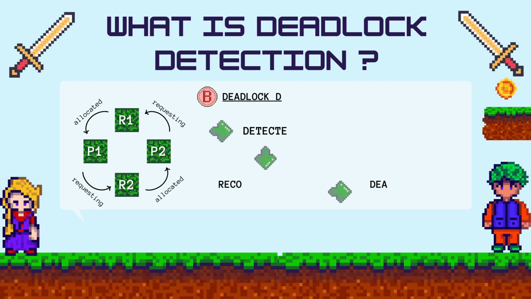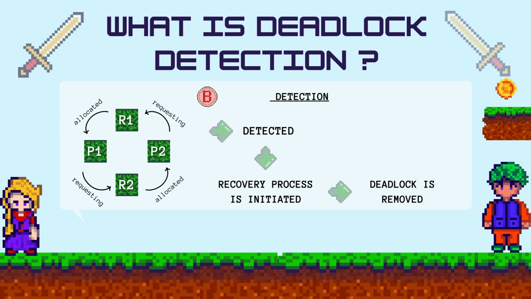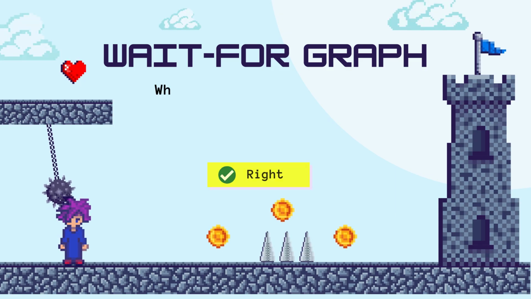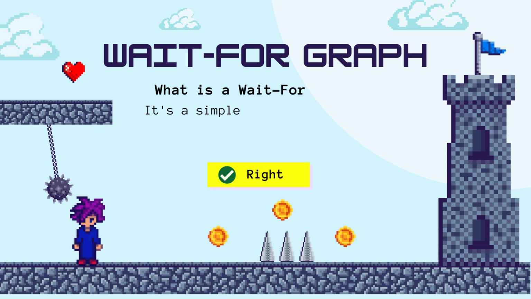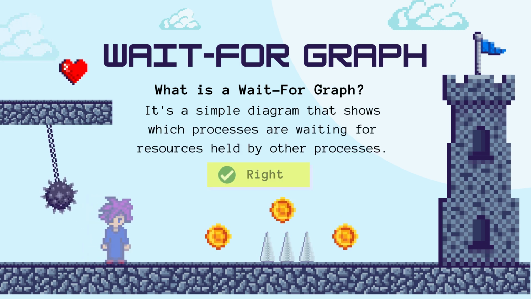In an operating system, when we use this approach we wait until deadlock occurs. Once it occurs, it gets detected and whatever recovery process is present is initiated. Then the deadlock is removed from the system. The wait for graph. What is a wait for graph? It's a simple diagram that shows which processes are waiting for resources held by other processes.